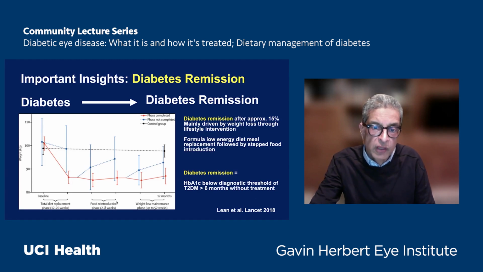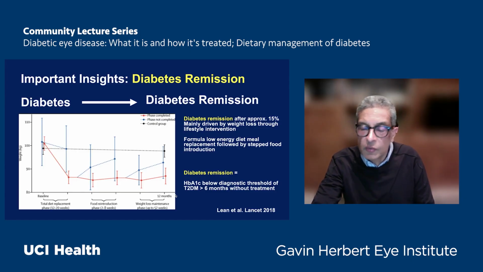had food reintroduction. So this was 12 to 20 weeks. They lost weight, and then they were reintroduced to normal tasting food. This was a formula that they got. Then they got normal food, and the goal was to maintain their weight loss up to 52 weeks.